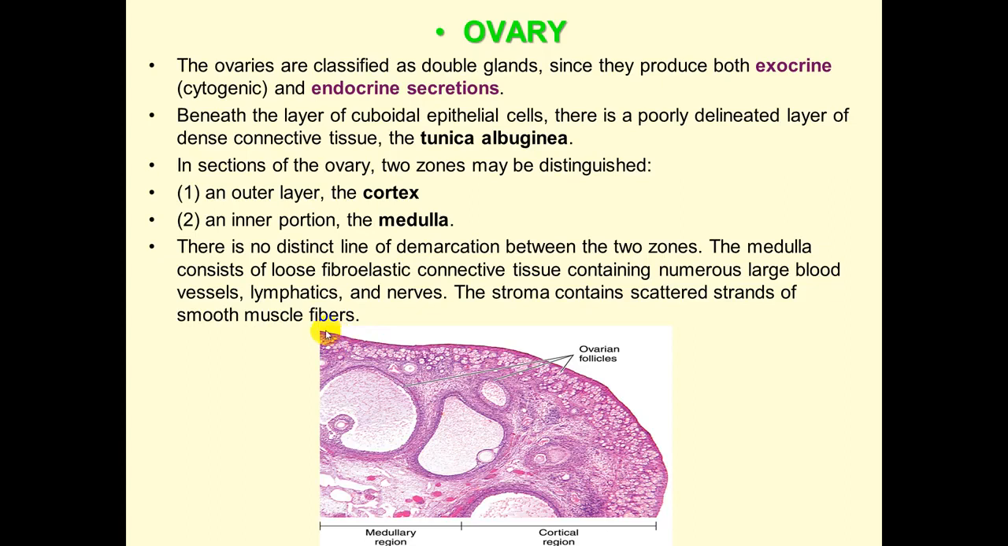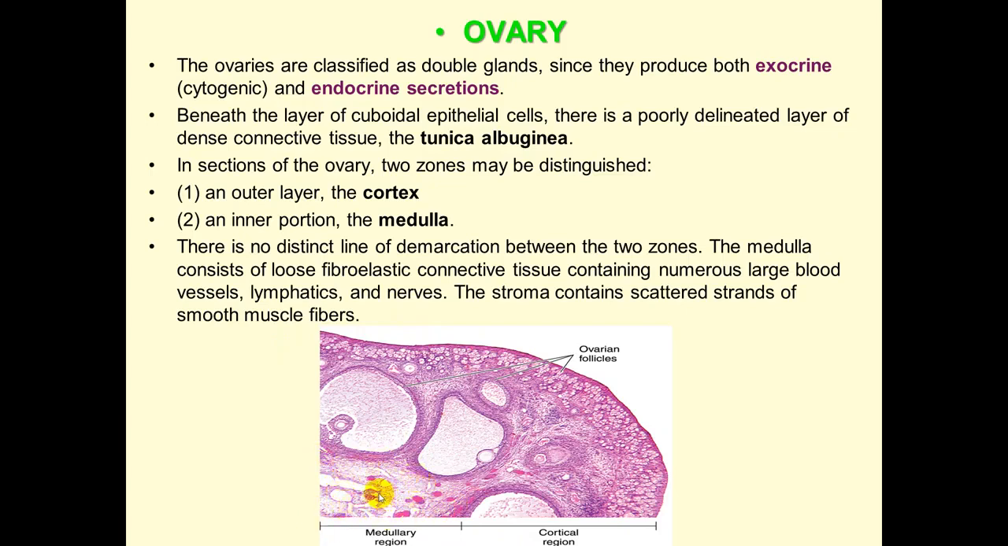It is a modification of mesothelium, and you can see that the capsule is comparatively thick. Just under the capsule, on the section, we can see the cortex or cortical region. All these components are located in the cortex. And the central aspect of the organ is the medulla. Inner portion, it is medulla.